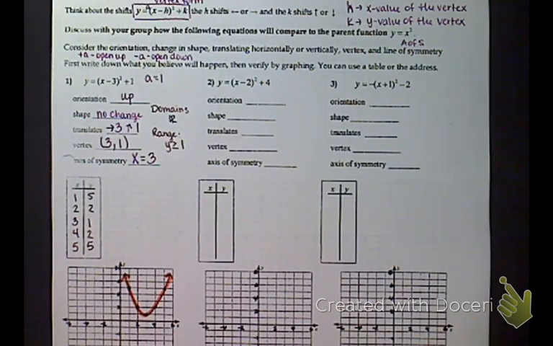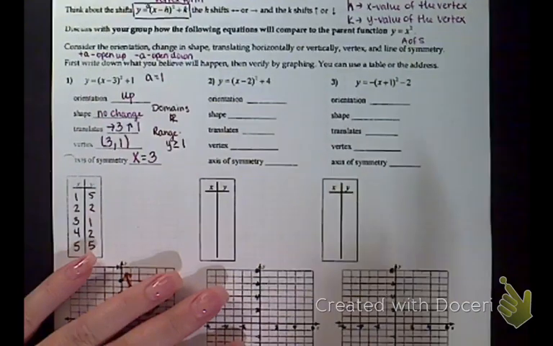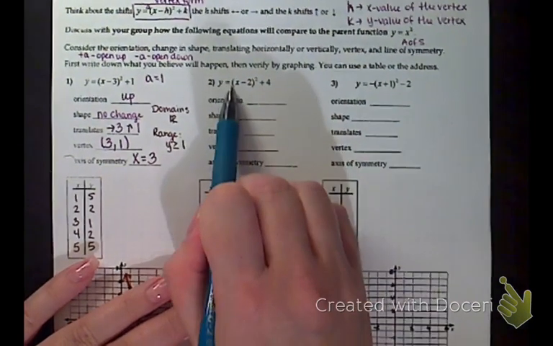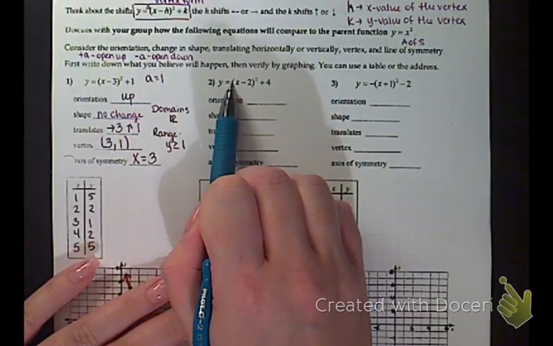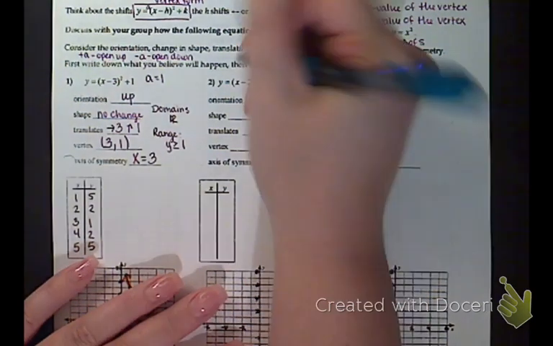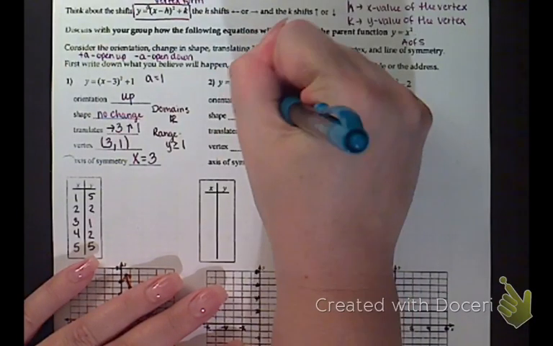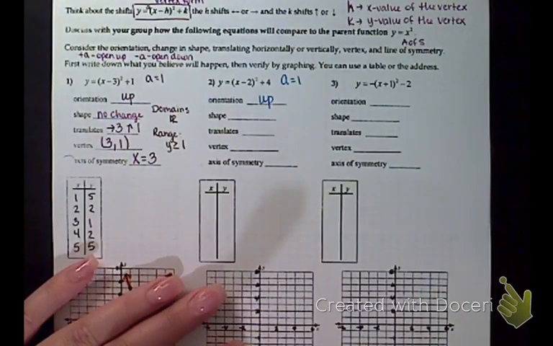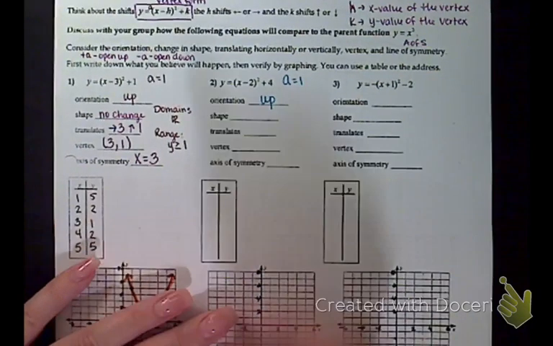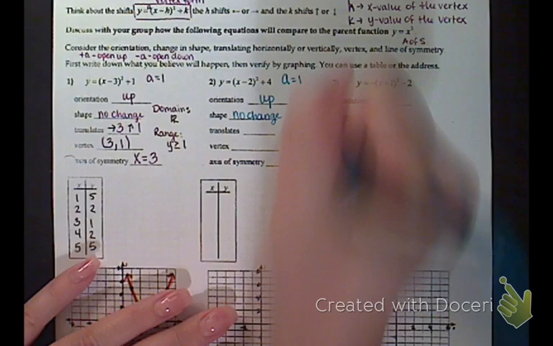Okay, you've taken a second to do that. I'm going to just go through. So the first thing I'm going to identify is my A. Remember, A is out front, in front of the parentheses. So in this case, A equals 1. If A equals 1, it's positive, so my orientation is up. Because A equals 1, there is no change to the shape of my graph.